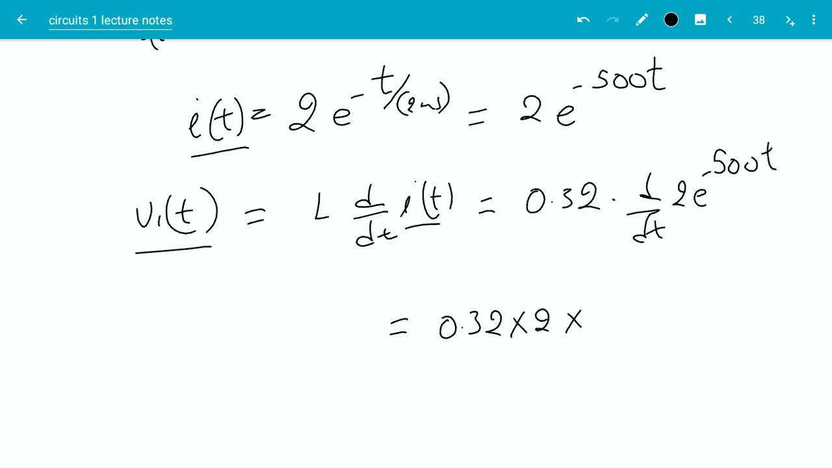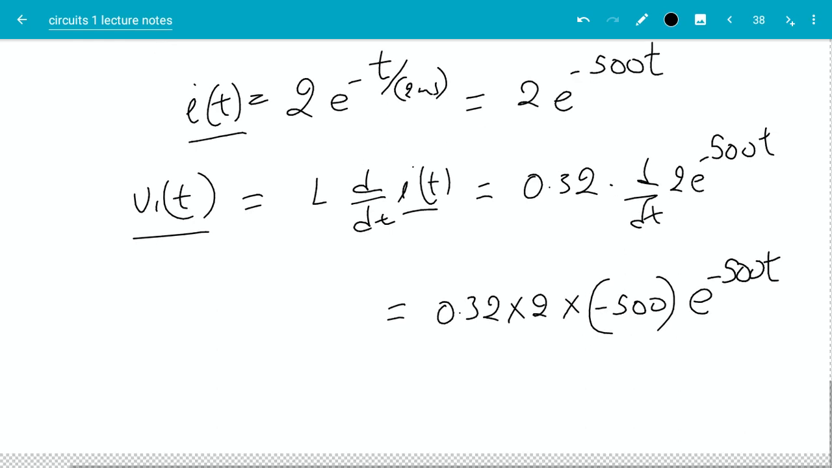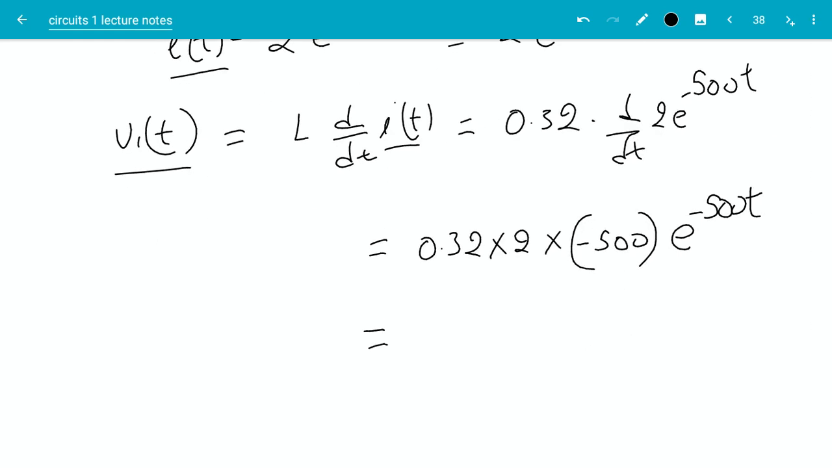times minus 500 times e to the minus 500 t. Okay, so this would be minus 1000 times 0.32, so minus 320 times e to the minus 500 t. That is V1 of t.